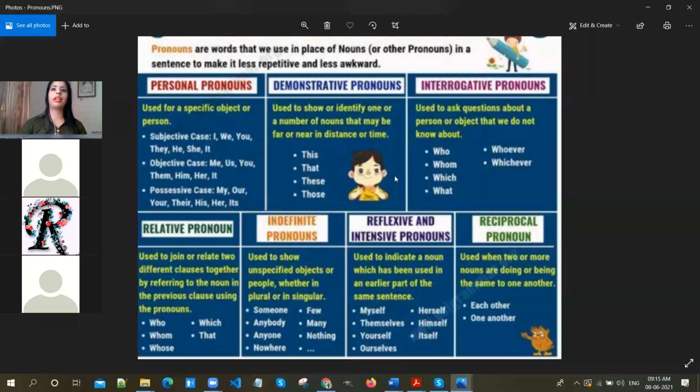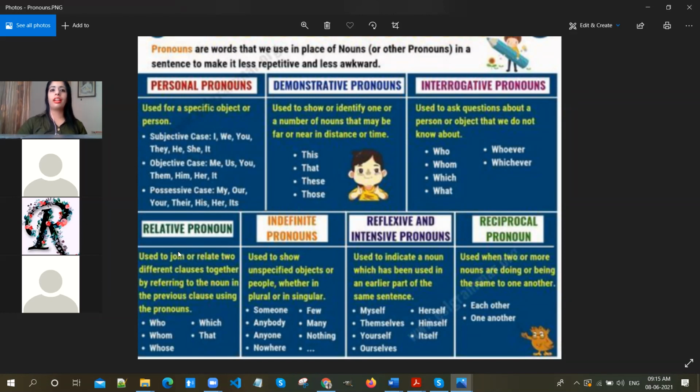As well as you can use these interrogative pronouns in speaking. The person whom I am talking about is my friend, right? So, can you give an example: the person I am talking about is my friend. The person whom I am talking about.